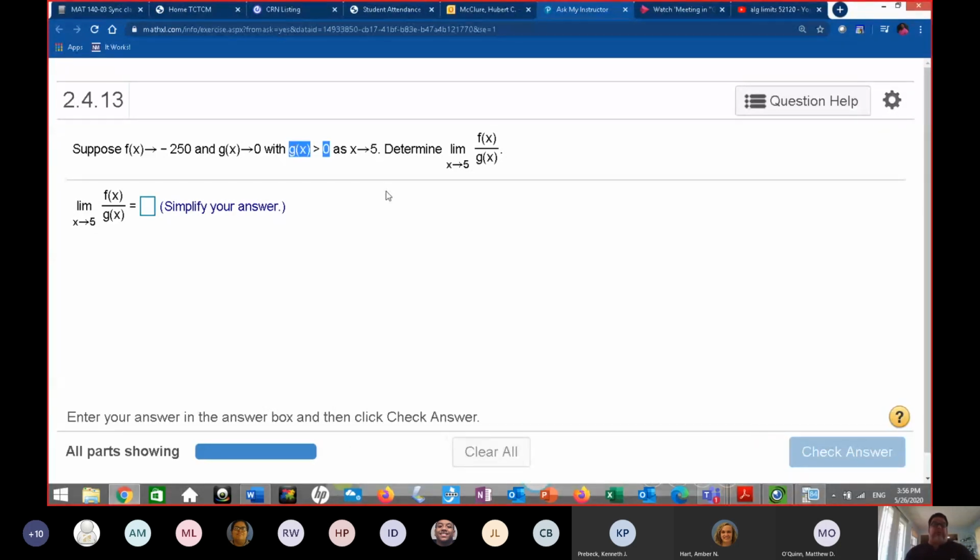What if it said g of x is less than 0? It would have been a negative over a negative, which is? Positive. So this is a test question. Do I agree with the way it's written? No. But it is a test question because it's sweet and simple.